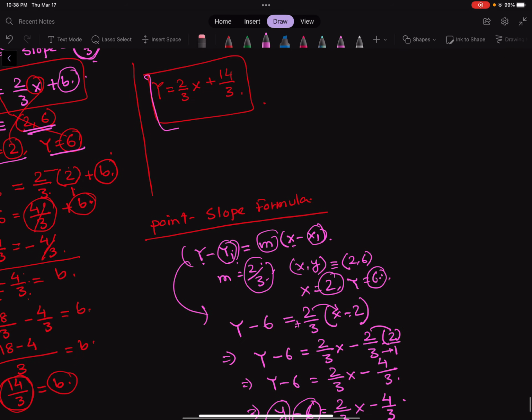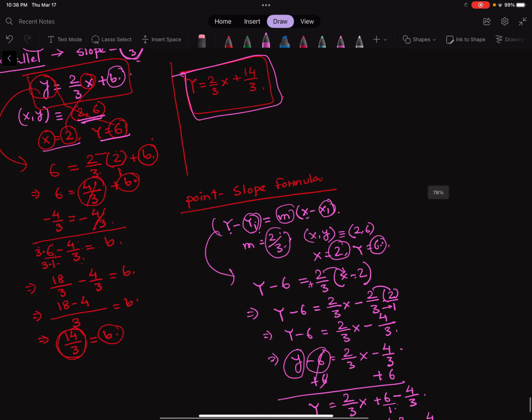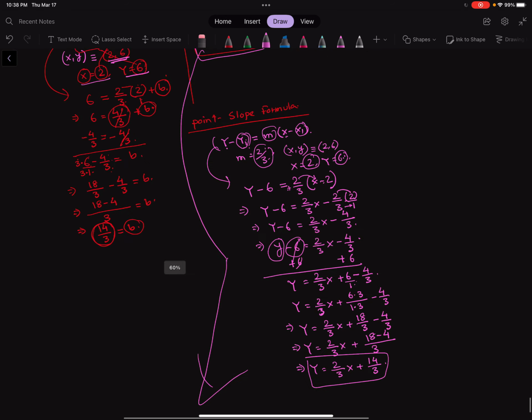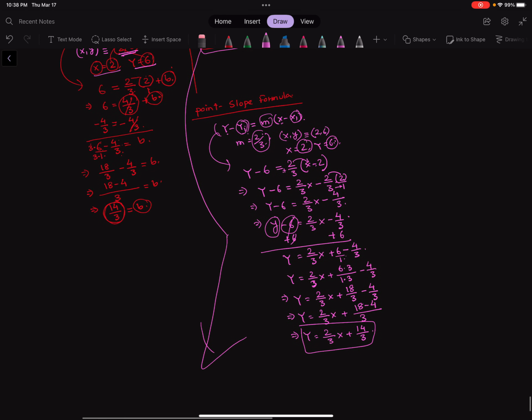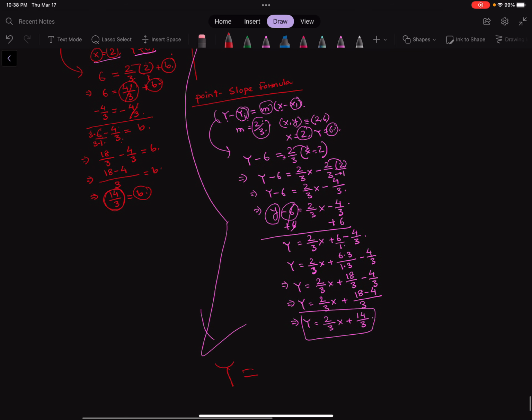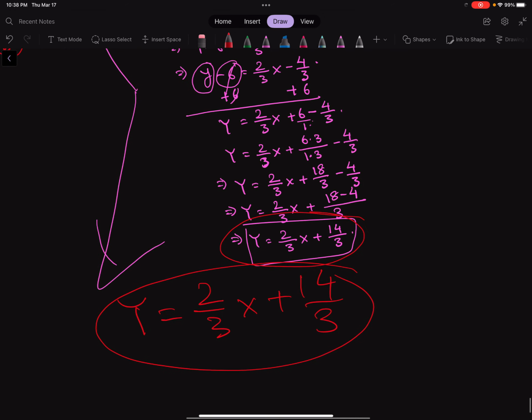So you see this one and this one are both the same. Let me write this one here, using another color: y equals 2 over 3x plus 14 over 3. Both of them are the same. All right, that's it.